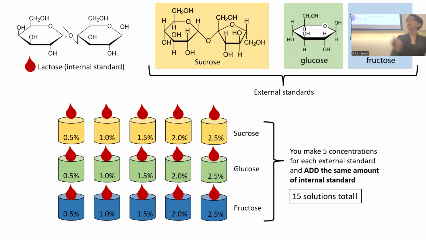So that's the lactose, designated by the red drop. And then each of these sugars has a different color: sucrose, yellow; glucose, green; fructose, blue. And then you are preparing different concentrations of the external standards because in your samples, you want to identify sucrose, glucose, and fructose, and quantitate. So you need external standards at different concentrations so you can construct a standard curve. The lactose is your internal standard, and it's added at the same concentration in all of your external standards and the samples.